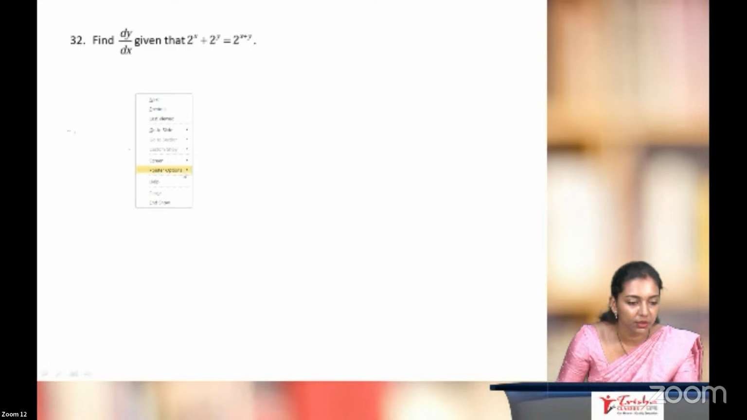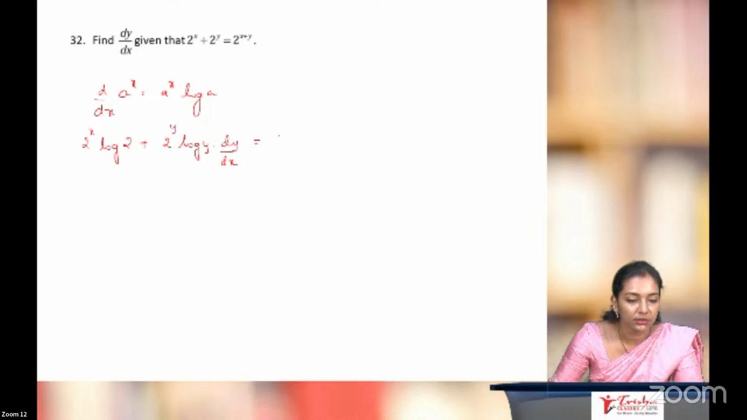Okay, now find dy by dx, given that 2 to the power x plus 2 to the power y equal to 2 to the power x plus y. So here we just differentiate. When you have a mix of functions of x and y, not separated as y equal to f of x, we just differentiate as we normally do. d by dx of a to the power x is a to the power x log a.